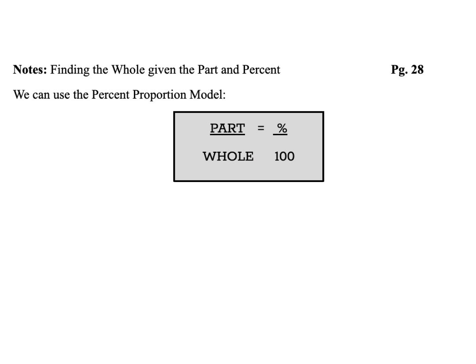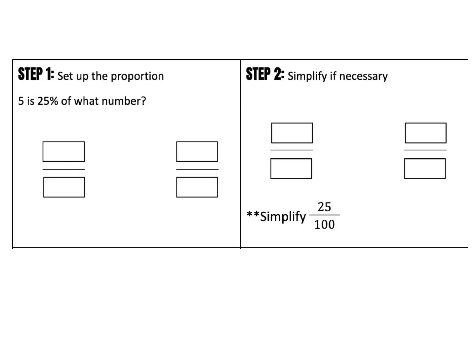So when we are finding a percent or a part or a total or whole, we can use our percent proportion model. Like you've seen in class, we've been using this to find the part. And today we're going to use this same ratio thinking to find the whole or the total in a percent proportion. So the steps are exactly the same as they were for finding the percent of a number.